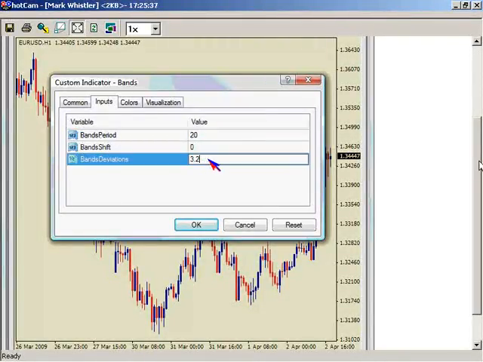Anyway, what I'm going to do here is draw some Bollinger Bands with a 3.2.